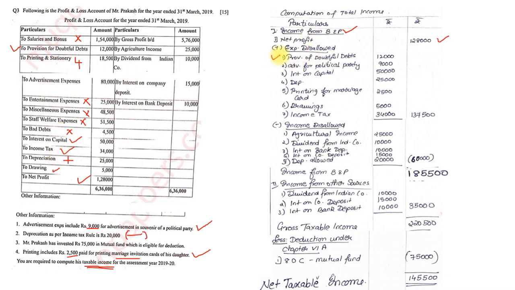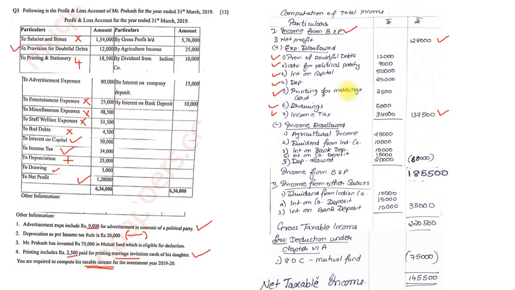So we have provision for doubtful debt, advertisement for political party, interest on capital, depreciation, printing of marriage card, drawings, and income tax. We added them up and put it in the amount column, so it became 1,37,500. That is all your expenses which are disallowed. So that will get added to our net profit.